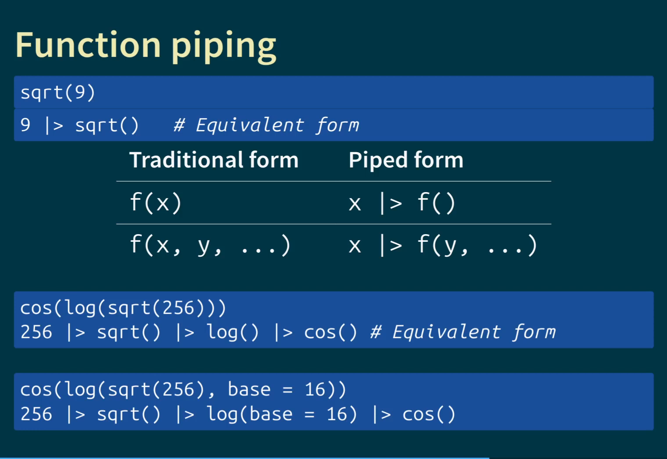So let's see how we can rewrite this same expression with pipes. We start with the number 256, then we apply the square root function. We feed the number 256 into square root. Then we feed that into the logarithm function. And now it's clear that the base equals 16 is part of the log function. Again, we didn't write out which number we take the log of because that is implied to be the thing that we pipe in. So we don't even need to specify that. And then finally, we pipe all of that into the cosine function.